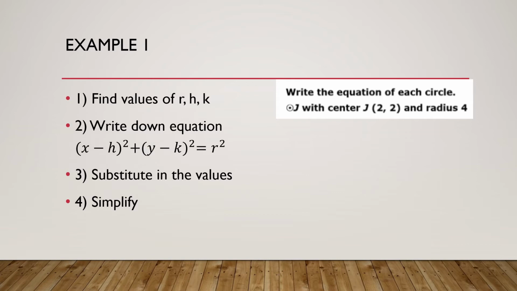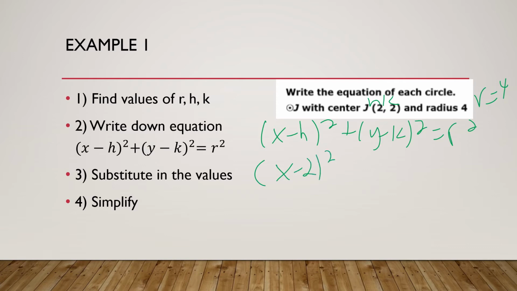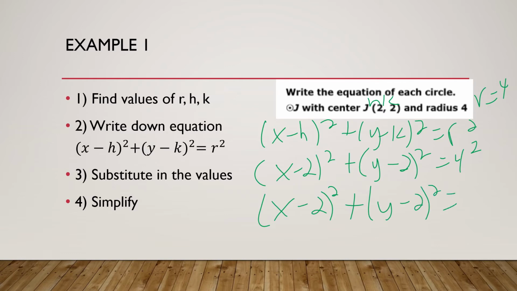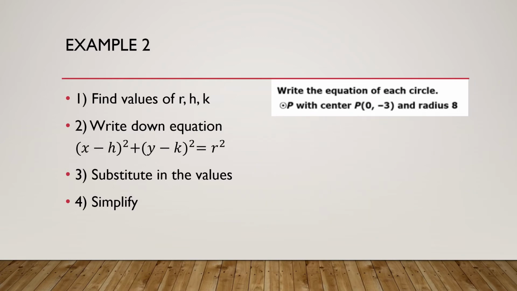So we know that my r is 4, and then I have my h and k values. We start with our formula, x minus h quantity squared plus y minus k quantity squared equals r squared. So we're going to have x minus 2 squared plus the quantity y minus 2 squared equals 4 squared. Then we simplify, so we have x minus 2 quantity squared plus y minus 2 quantity squared equals 16, to get our equation of the circle.